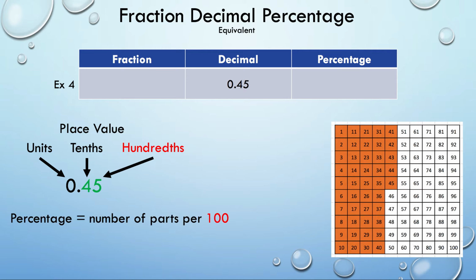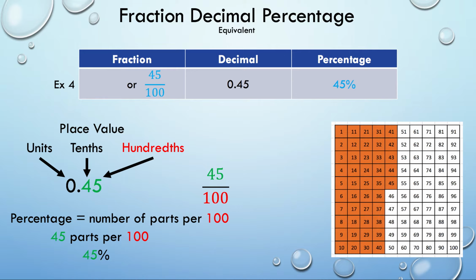Then we can take a look at our percentage and the definition: number of parts per 100. And then we can do how many parts. There's 45 shaded, so 45 parts per 100. Who wants to write down the words when you can just write the symbol? So 45%. And then we can use the 45 parts per 100 to write our fraction.